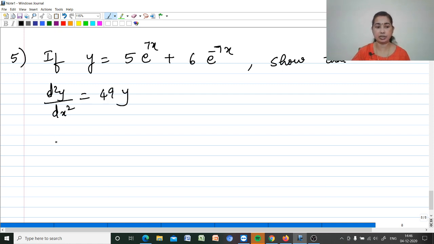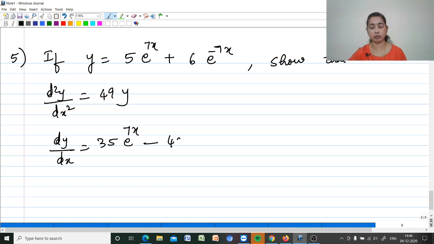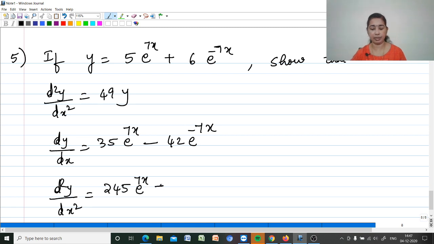So first we can differentiate, dy by dx equal to, differentiating this, 5 into 7 e raised to 7x, that is 35 e raised to 7x, minus 7 into 6, 42 e raised to minus 7x. So that's the first derivative, dy by dx. Now again differentiating, we are getting d square y by dx square is equal to 35 into 7, 245 e raised to 7x, plus 42 into 7, 294 e raised to minus 7x.